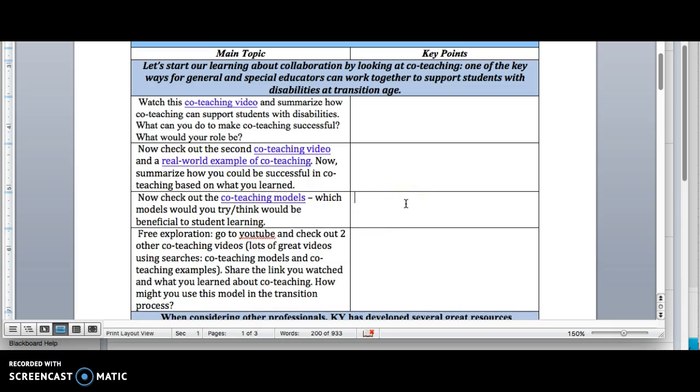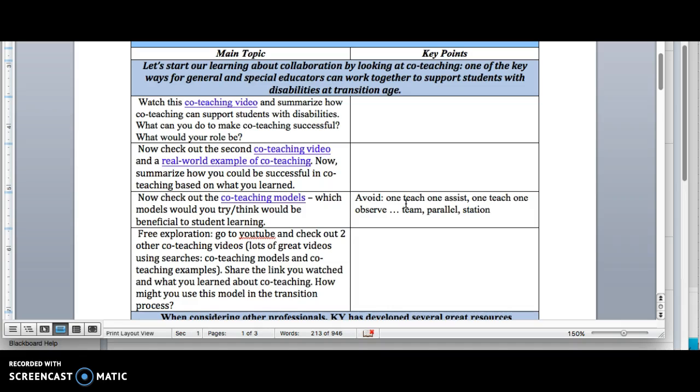What I don't want you to talk about, so avoid one teach, one assist, and one teach, one observe. These models should just be used very rarely, and they're not great models for our students to get the most impact for learning. So please focus on team teaching, focus on parallel teaching, focus on station teaching.